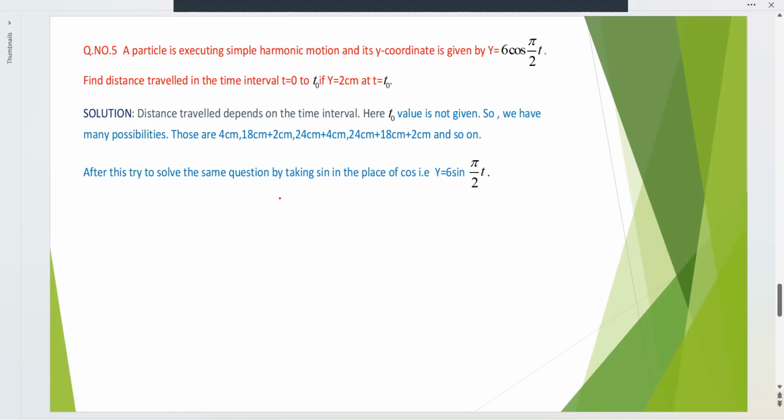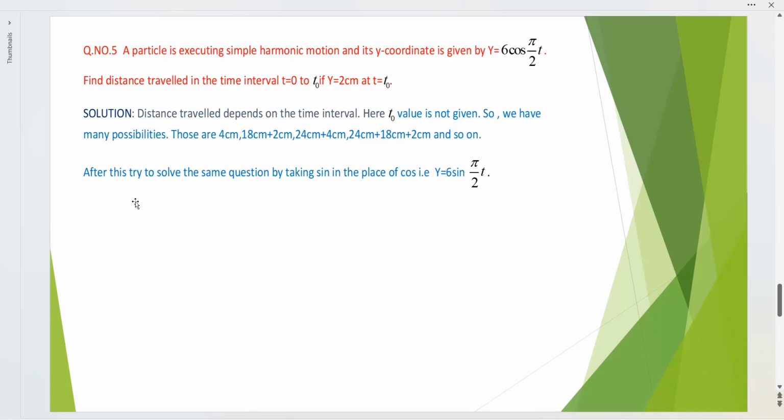Question number 5. Read the question once. A particle is executing simple harmonic motion and its y-coordinate is given by y equals 6 cos pi by 2 t. Find the distance traveled in the time interval from t equals 0 to t naught, if y equals 2 centimeter at t equals t naught.